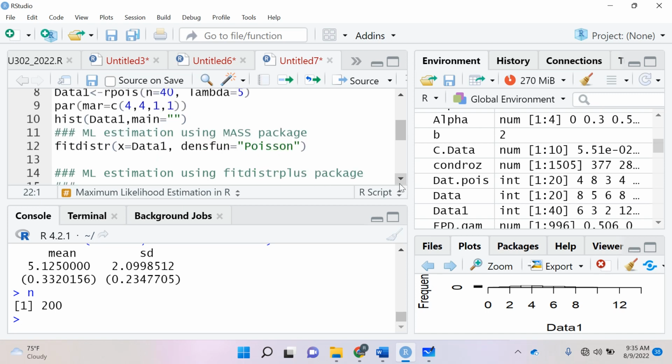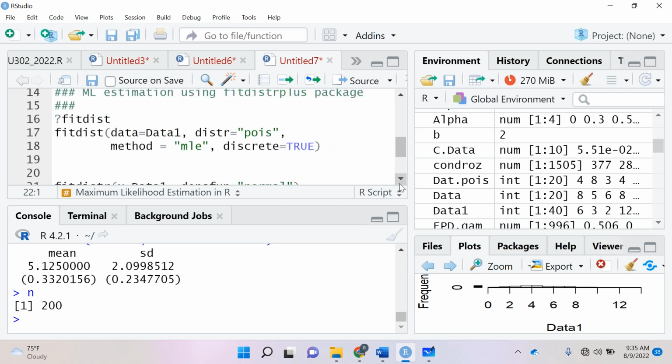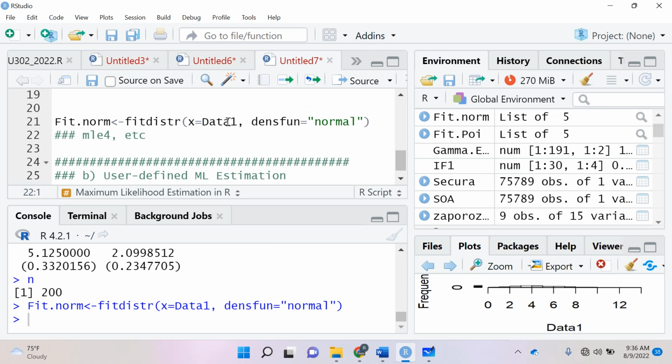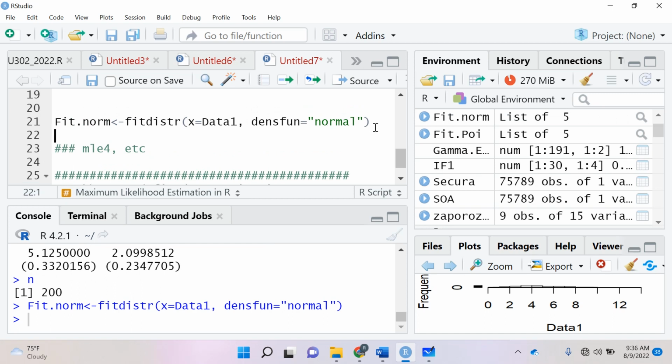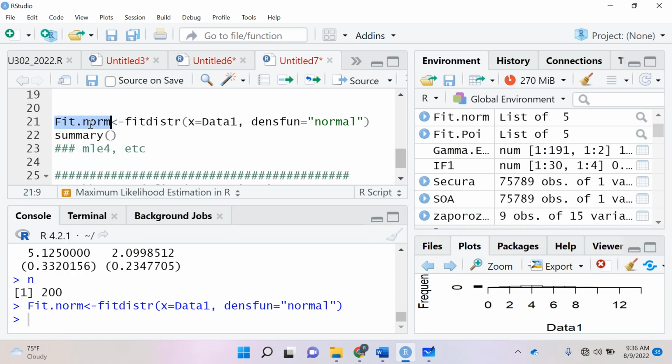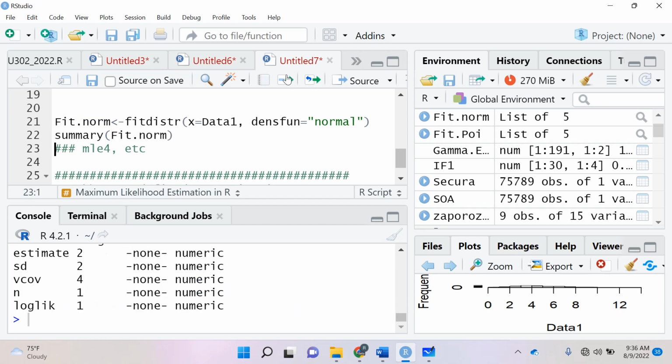So now we can fit a normal distribution also to a data set. If I do that, I can name it. And if you name it, you can check its summary. The summary may not work for this, but if it doesn't work, we still have a way of getting all the things that we get from this.